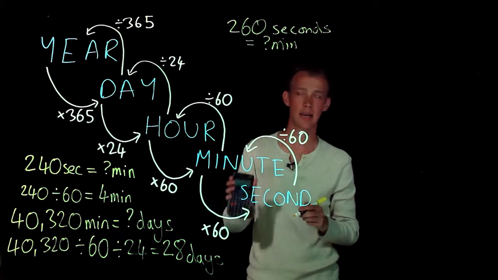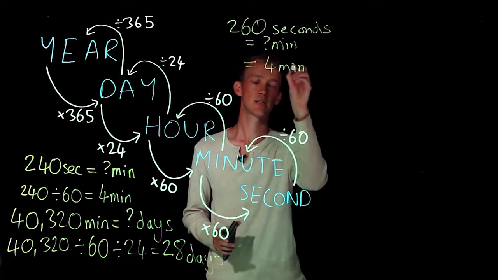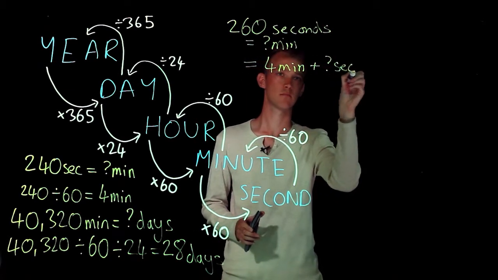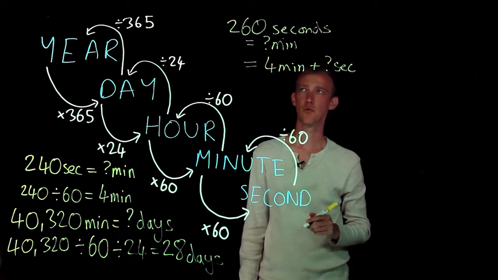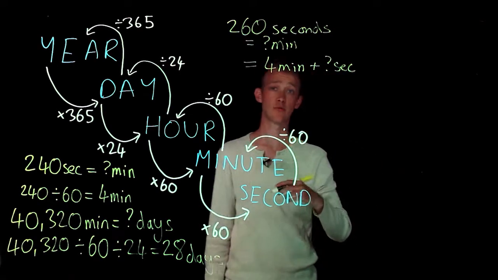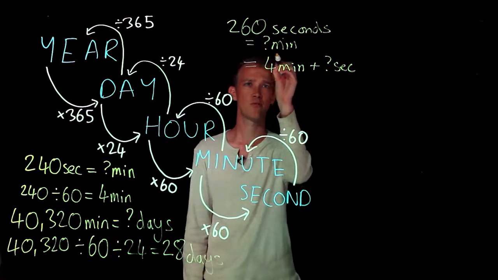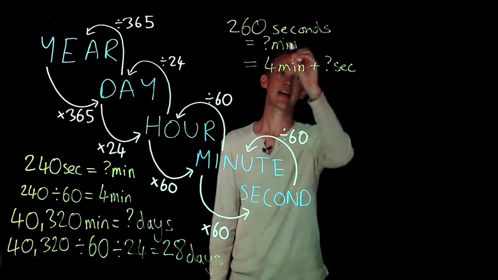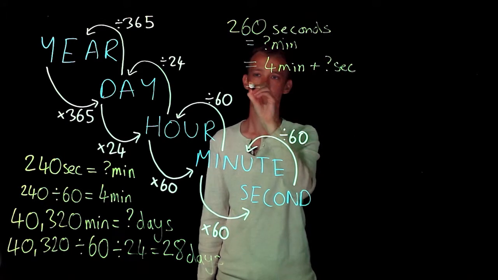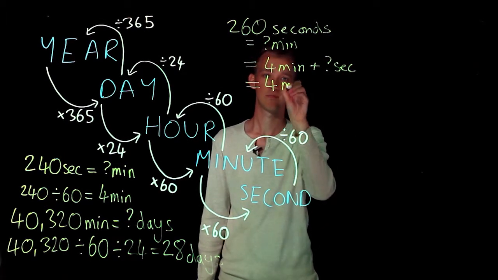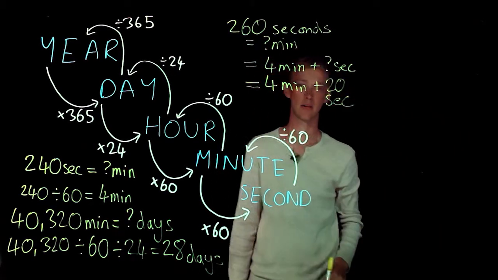What I can take from my calculator is I can say, well, I know that's going to be 4 minutes plus some number of seconds. I need to work out what the number of seconds is. Well, I know that 4 minutes is going to be 240 seconds. I've multiplied by 60. So if that's going to be 240 seconds there, I'm going to need to add on 20 to get up to 260. So my final answer is going to be 4 minutes and 20 seconds. There we go.